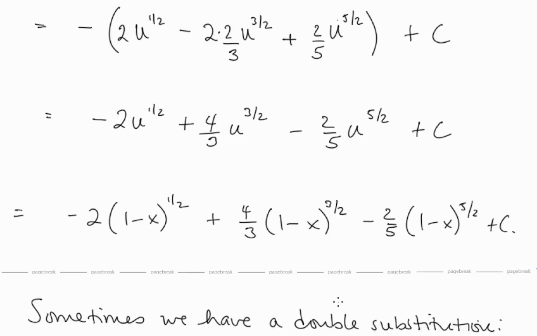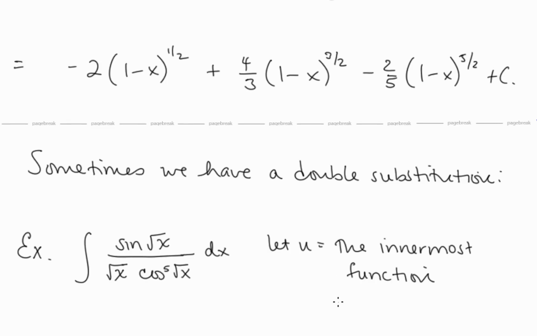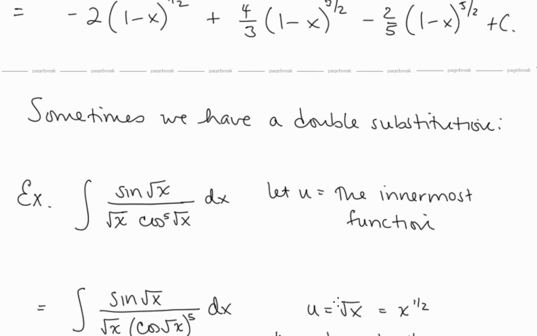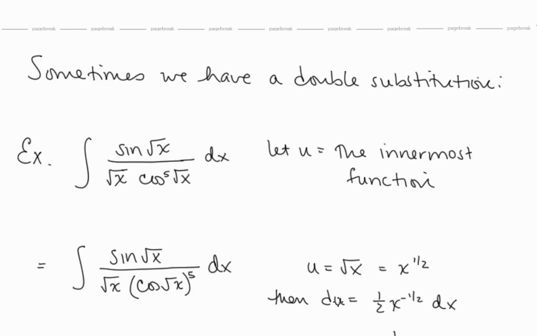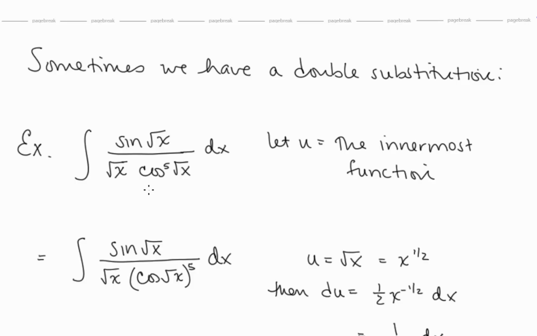Now there's one more thing to look out for with u-substitution problems. Sometimes we have a double substitution. So let's take a look at this problem. We have the integral of sine radical x over radical x cosine to the 5th radical x. It looks very complicated. It's definitely not a basic integral.